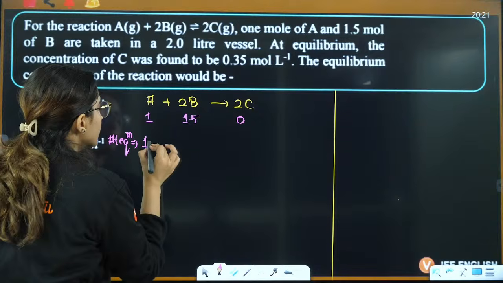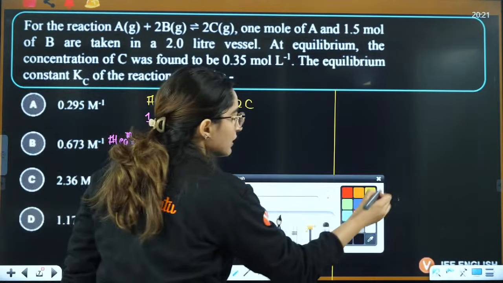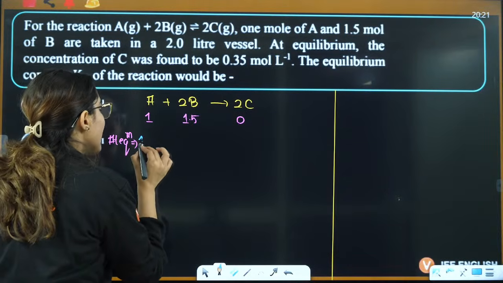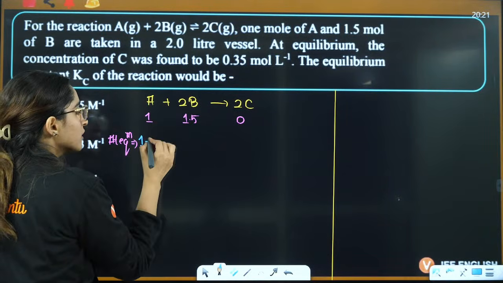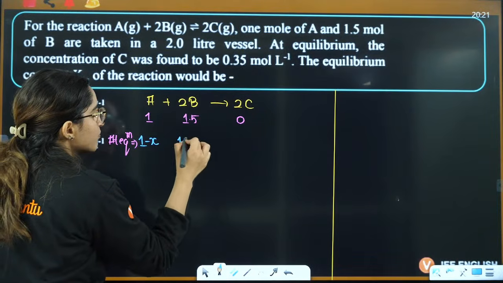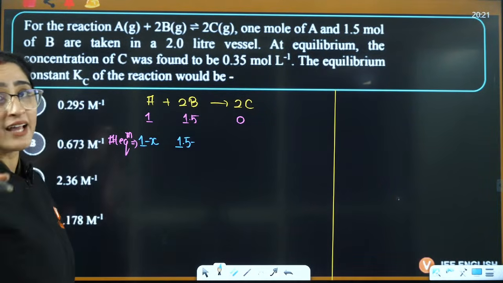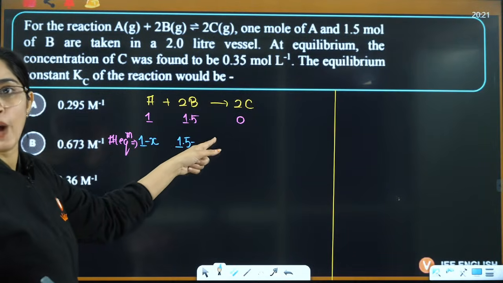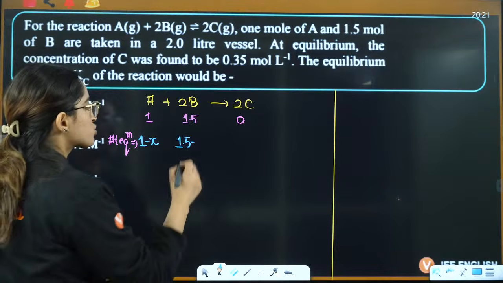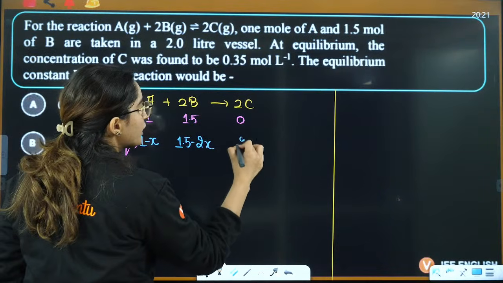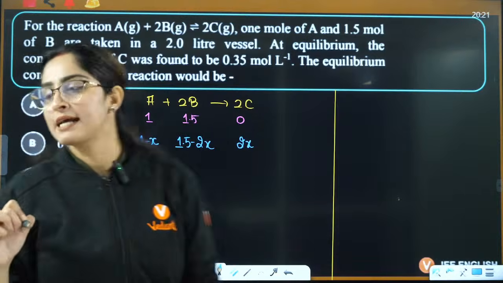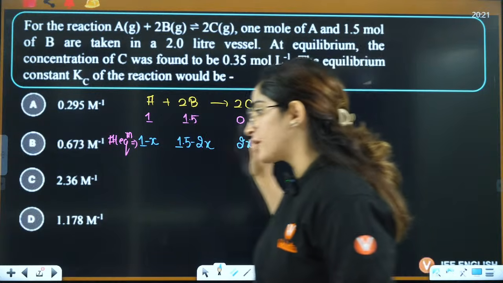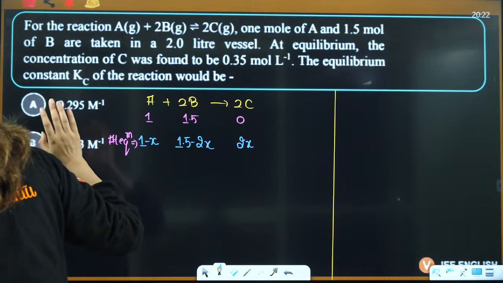At equilibrium, x is the amount that is reacted. So 1 minus, stoichiometry is 1, multiplied by x. This is 1.5. Why am I saying this again and again? This is very important. 1.5 minus 2 into x, because stoichiometry is 2, so it will be 2x. 2x amount will be formed here. On the reactant side it is subtracted, on the product side it is added.